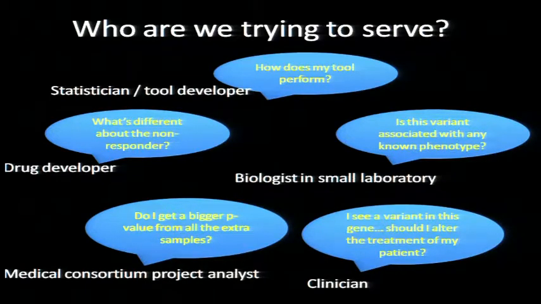David Altshuler made the point abundantly that statisticians and tool developers are already very well served, people like me. We wouldn't have this project for people like us. Medical consortium project analysts and drug developers will benefit, but they are already fairly empowered. So really the target audience, in my opinion, again starting downstream from the variants, is biologists in small laboratories, students, postdocs, and clinicians who don't necessarily have the expertise and the resources for taking advantage of the data.